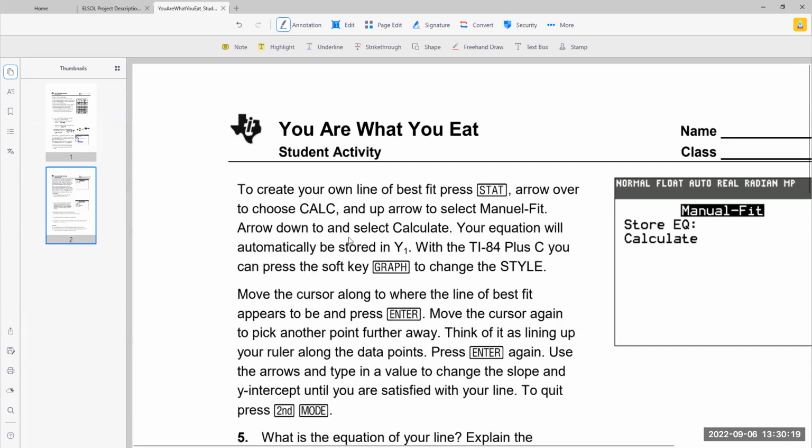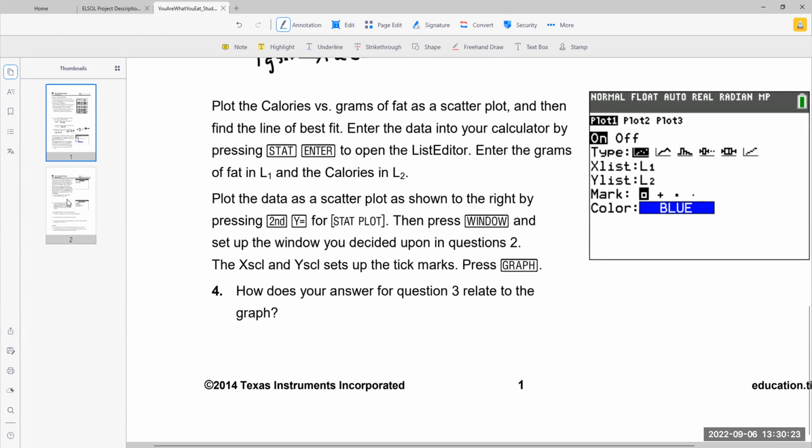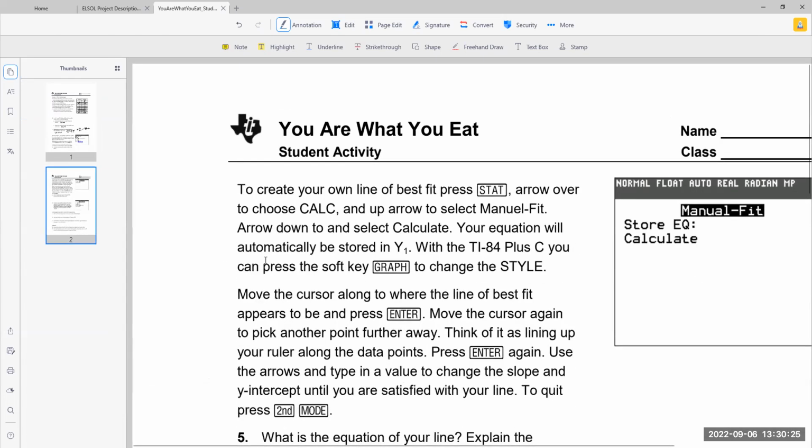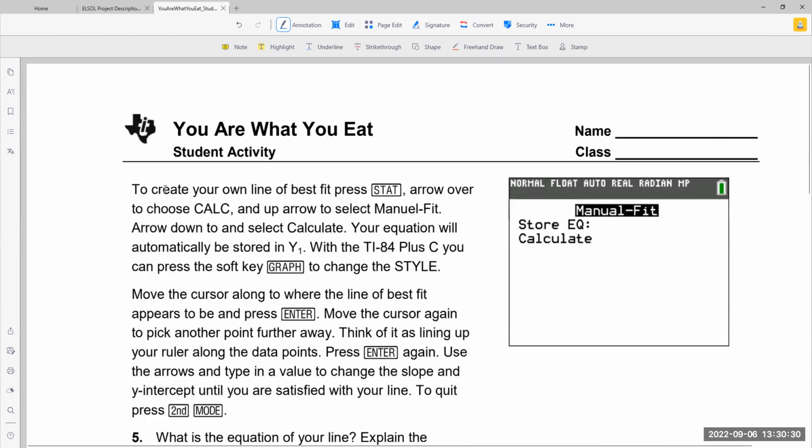All right, so it says now to create your own line of best fit, press stat, arrow over to choose calc, and up arrow to select manual fit. All right, then arrow down to select calculate. Your equation will automatically be stored in Y1.